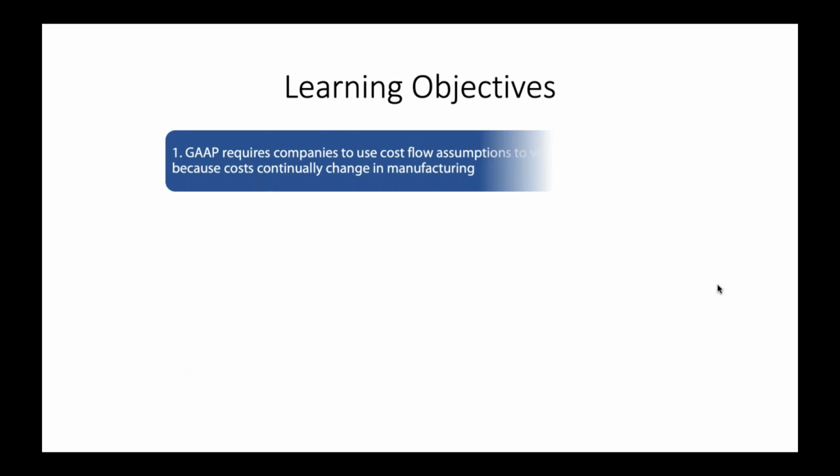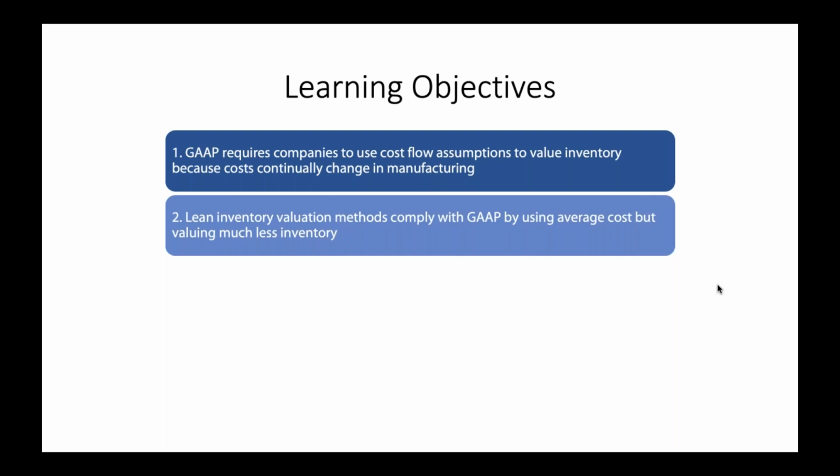So we had some learning objectives at the beginning, which I'd like to review. First learning objective is that generally accepted accounting principles require companies to use cost flow assumptions to value inventory, because costs continually change in manufacturing. Second, lean inventory valuation methods comply with GAAP by using average cost, but they value much less inventory because lean reduces inventories over time.